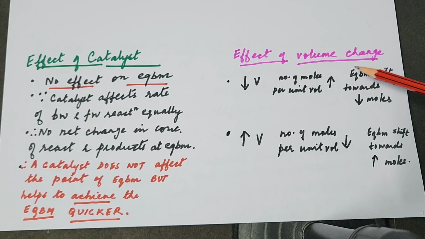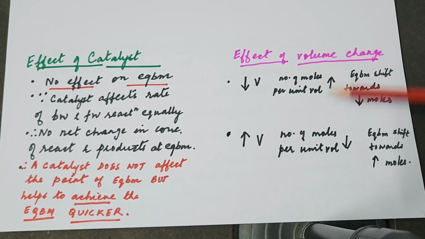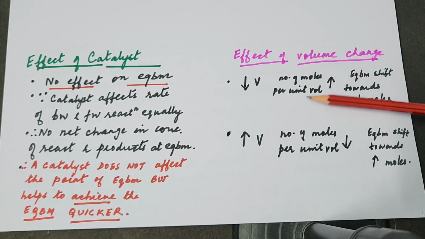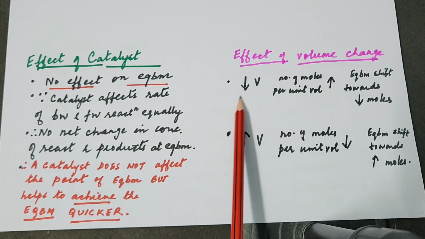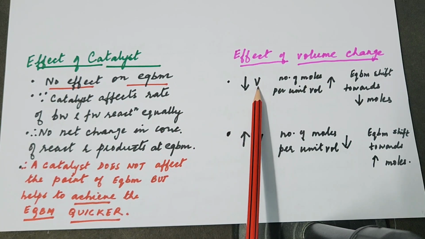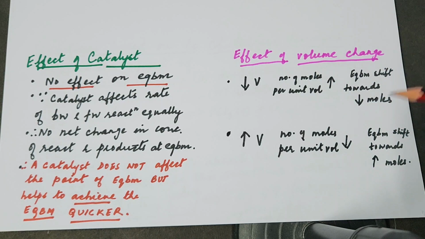Effect of volume change. Suppose we are increasing or decreasing the volume. We've already studied the effect of volume change in terms of pressure, but let us do it independently. We decrease the volume. If the volume decreases, less space.